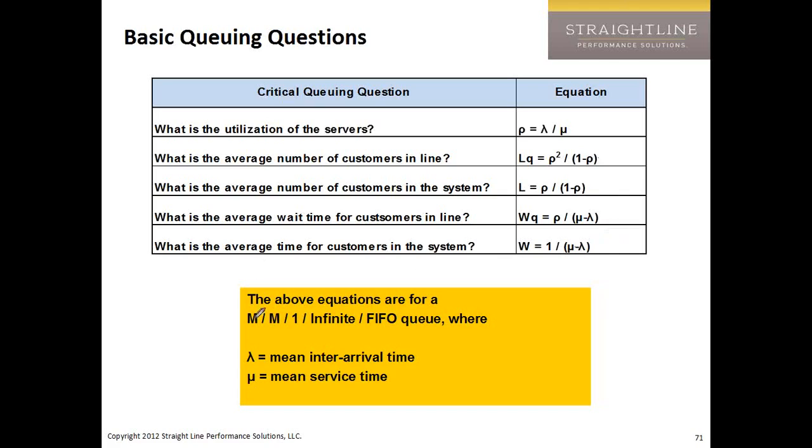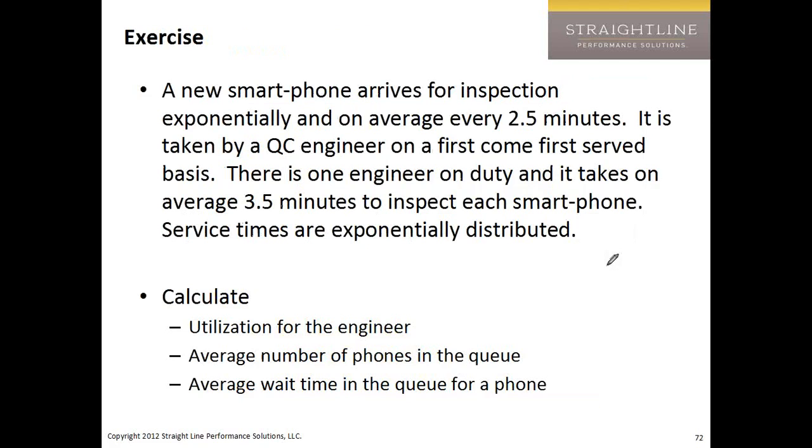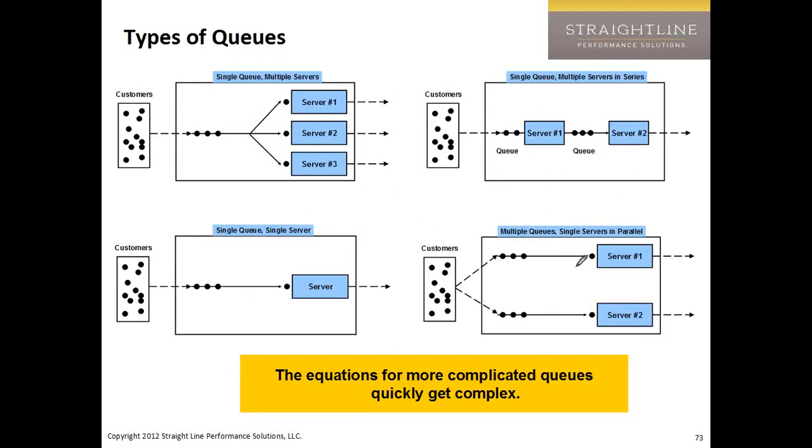And believe me, when you go to G/G/5/25 LIFO queues, you get complicated equations. A lot of times they're not solvable. So best to keep it simple.